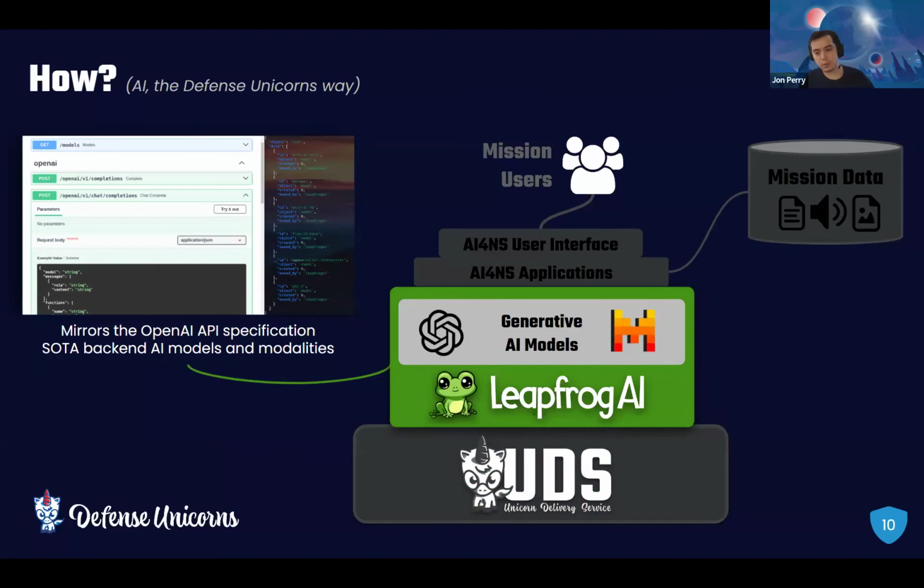All right, so I said before the LeapFrog AI part's kind of the heart of why we're here today. We're talking about deploying AI, specifically in air-gapped environments. So what makes up this LeapFrog AI component? Before I said that the LeapFrog AI has an API layer that mirrors or shadows the OpenAI specification. I'm going to dive a little bit into what that means.